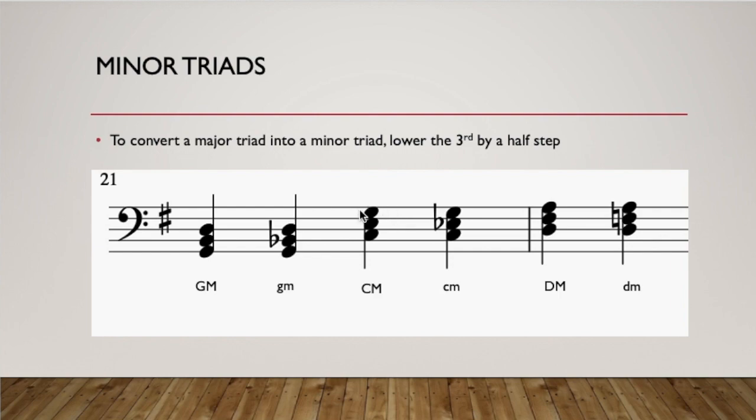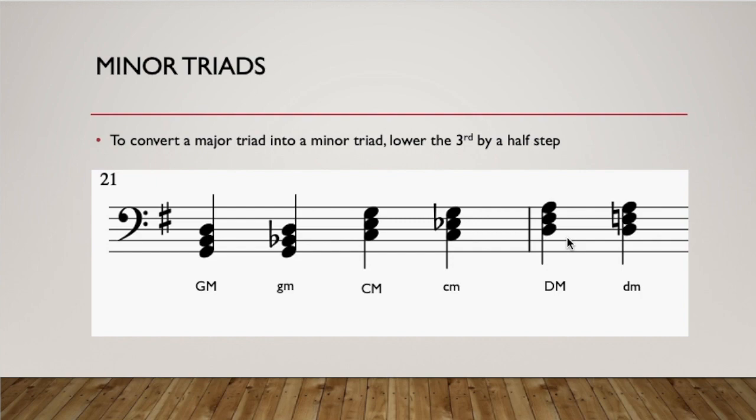Then C major, which has no sharps or flats, C, E, G, would then become C, E flat, and G for a minor triad. C minor is relative to E flat major. That has 3 flats. So we're going to see that E flat appear here at the third.